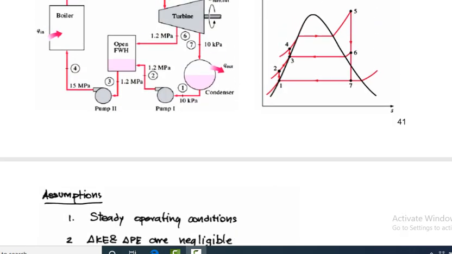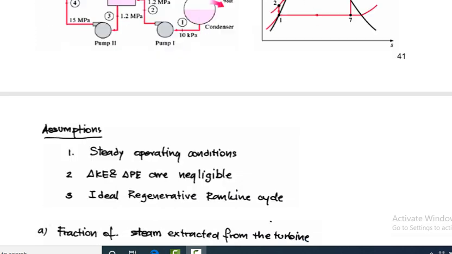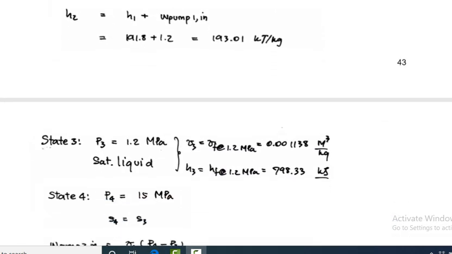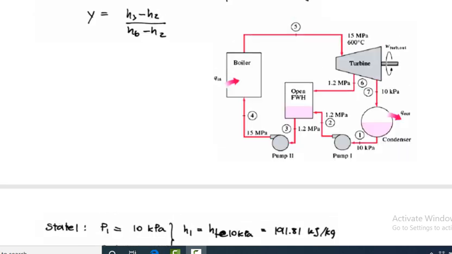Again go to this diagram, 3 to 4. Listen, 4 to 3 is perpendicular to the s axis. Therefore S4 equals S3. Okay, and then find out this equation at point 4, 15 megapascal.